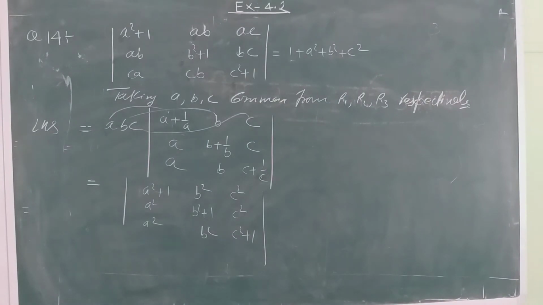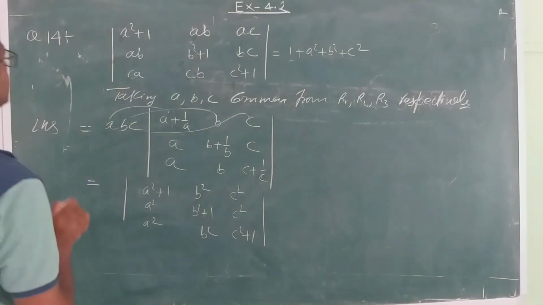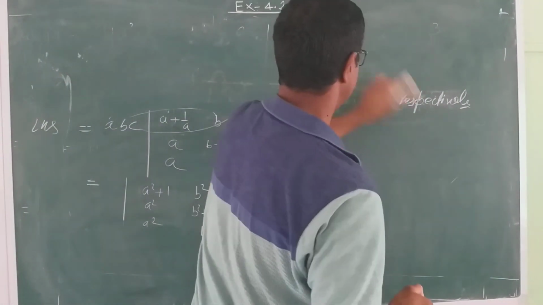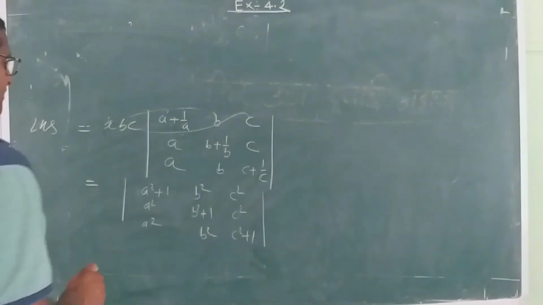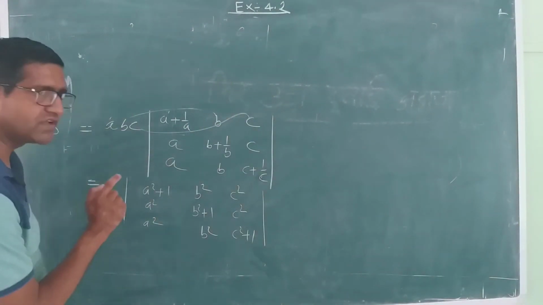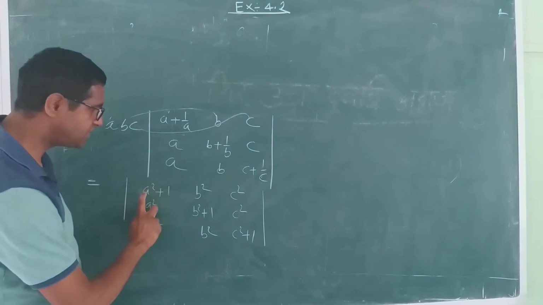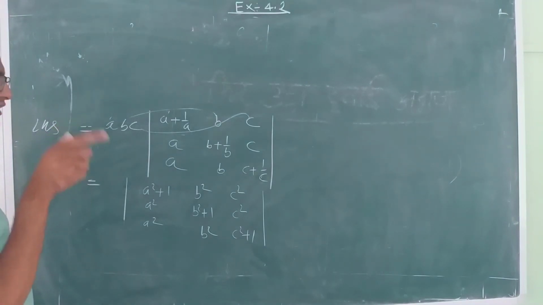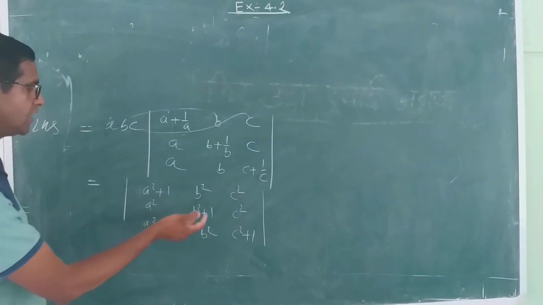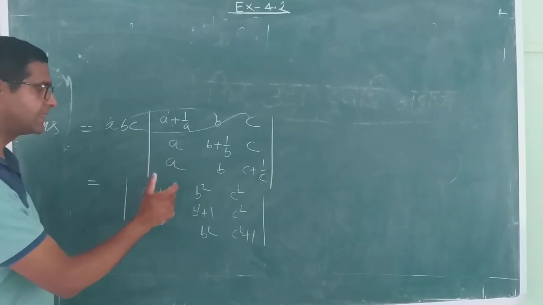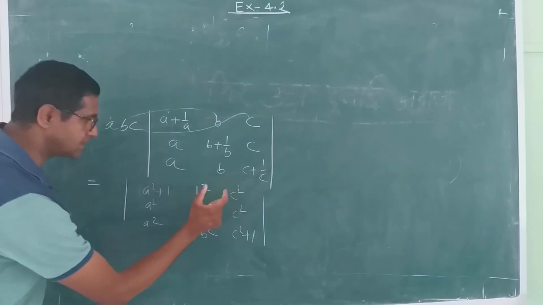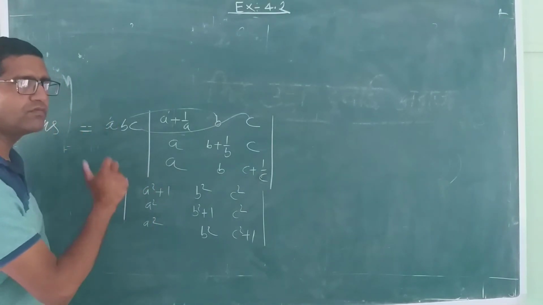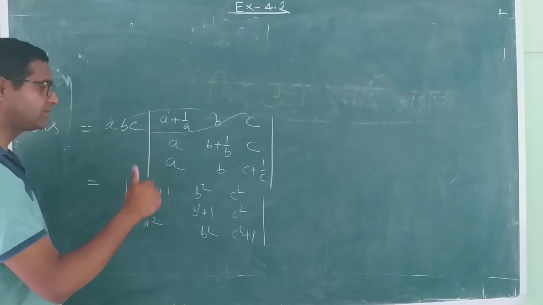Clear everybody? Okay. Now the next step: if you apply the operation C1 changes to C1 plus C2 plus C3, you will get 1 plus A square plus B square plus C square. In the first column, all elements are in the form of 1 plus A square plus B square plus C square.